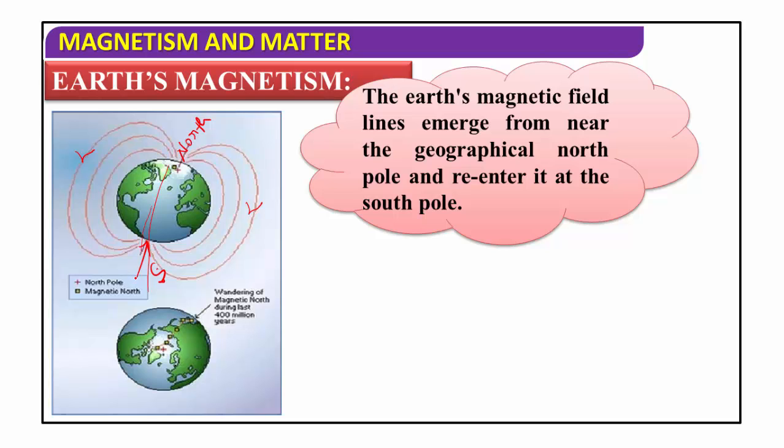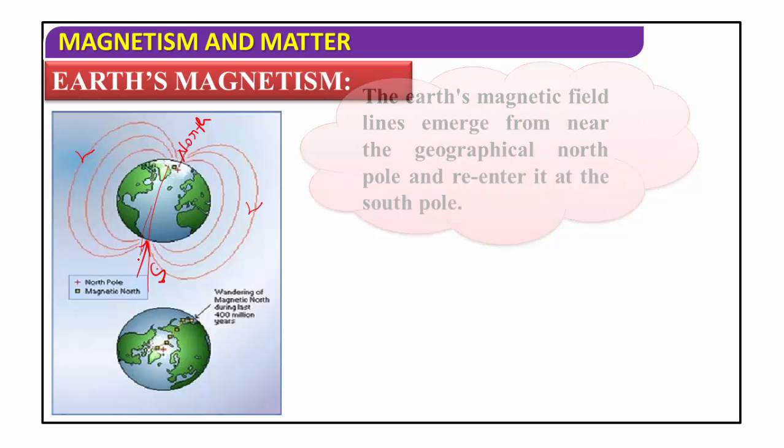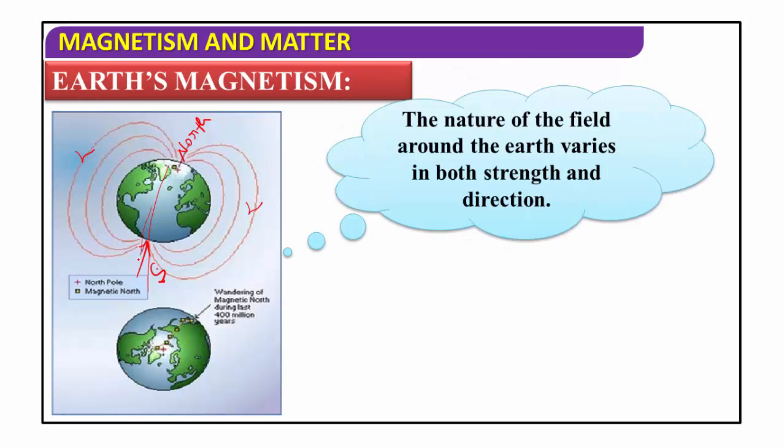Magnetic field lines of the earth emerge from near the geographic north pole and re-enter at the south pole. And the nature of the field around the earth: it varies in both strength and direction.